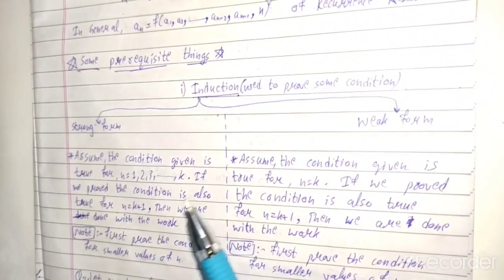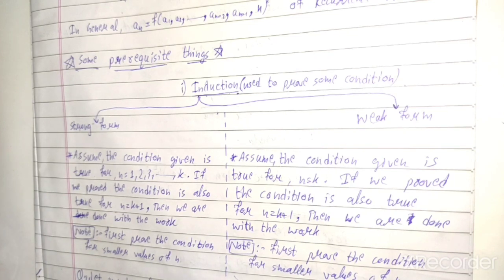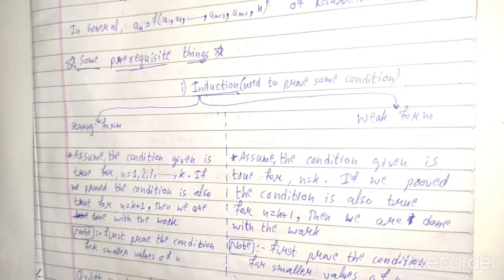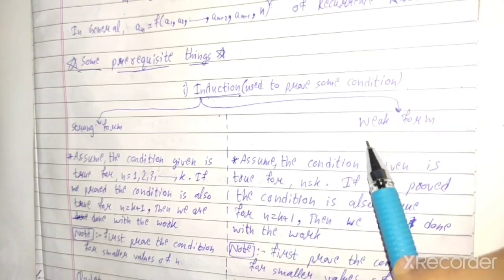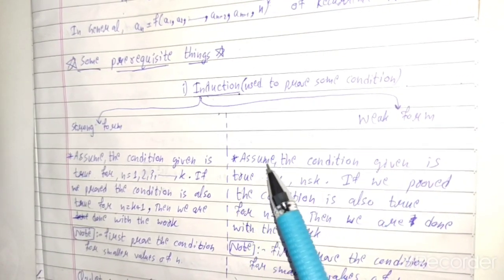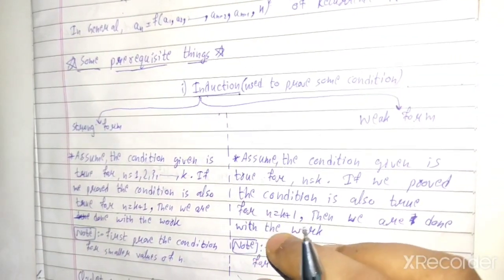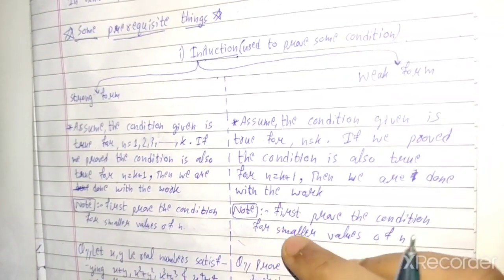The first one is induction. It is used to prove some condition. For example, let's say you have to prove that the sum of the first n consecutive natural numbers is n times n plus 1 by 2. In this case, there are two forms, strong form and weak form. As per our requirement, we can use either. In the weak form, assume the condition given is true for n equal to k. If we prove the condition is also true for n equal to k plus 1, then we prove the condition, and also prove the condition for some smaller values of n.